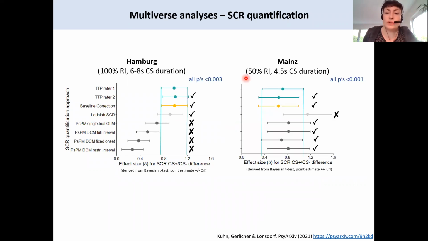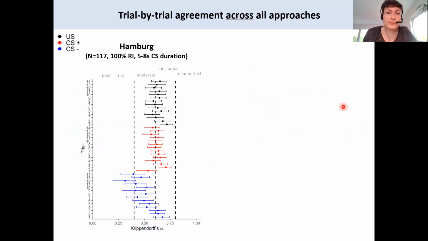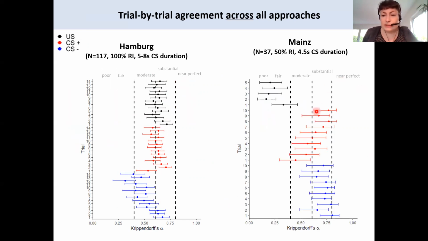For the MIND sample, which differs in key procedural characteristics, only the Ledalab approach would not qualify as a replication. We also looked into trial-by-trial agreement across the different approaches that we used. And you can see that for the Hamburg sample, for the US and the CS plus in black and red, the trial-by-trial agreement across the approaches is moderate to substantial and somewhat lower for the CS minus. For the MIND sample, however, the agreement for CS plus and CS minus is mostly substantial to moderate, whereas agreement for the US is only poor to fair.